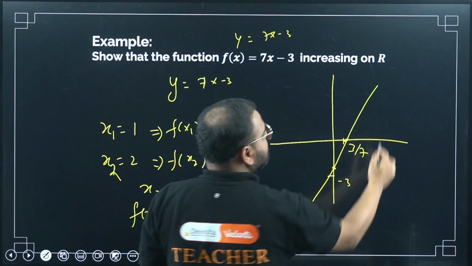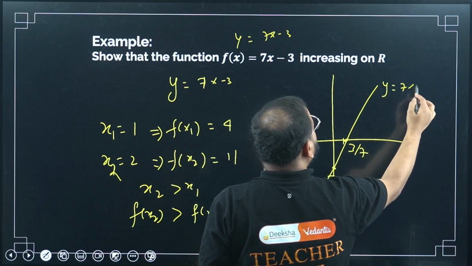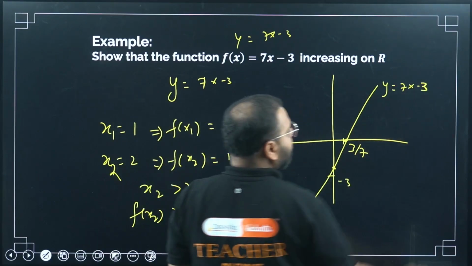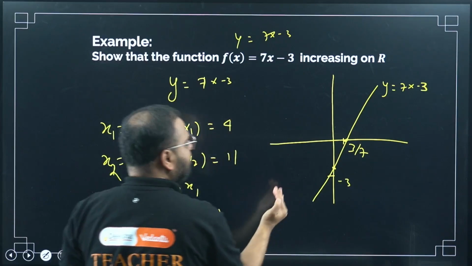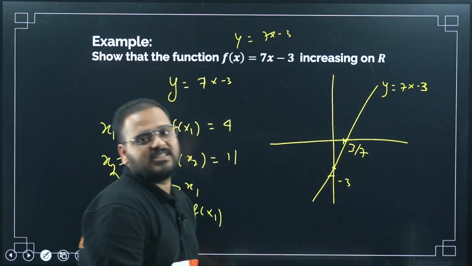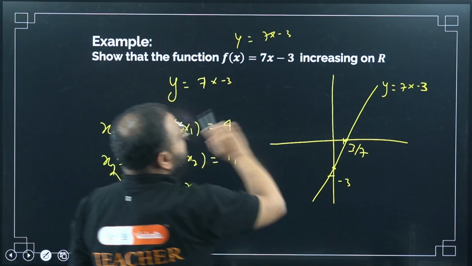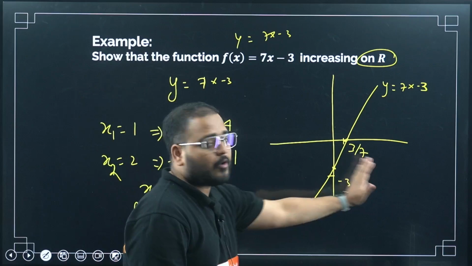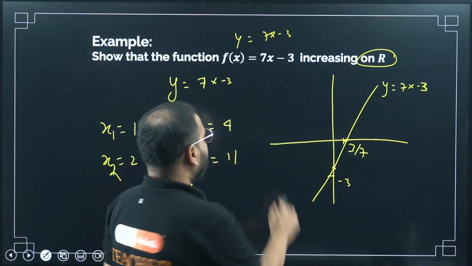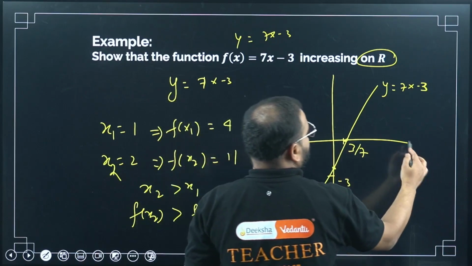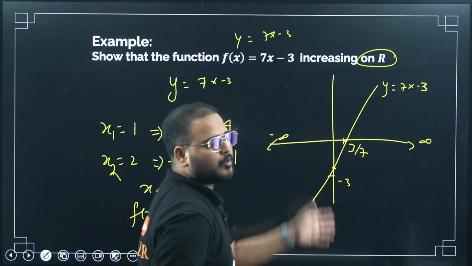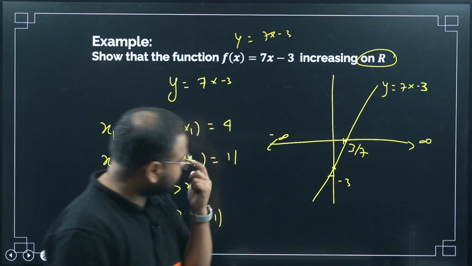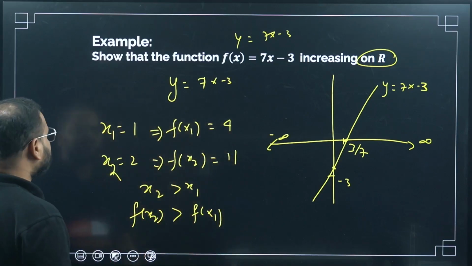Look at this graph. What is this graph? y equals 7x minus 3. Now if you move this graph from left to right, what is happening to the y value? Increasing, sir, all the time. Again, it is defined on the real numbers, so I can take all the real numbers on the number line, negative infinity to positive infinity. If I move from here to here, what is happening to the y value? Going from negative to positive infinity. I hope this is clear. So this is how we understand this question. Moving on.